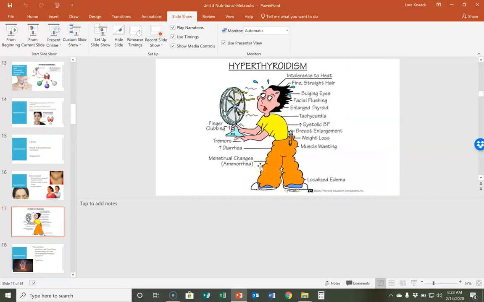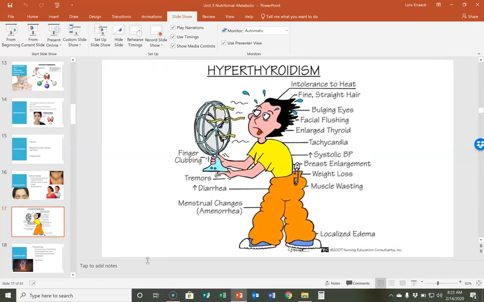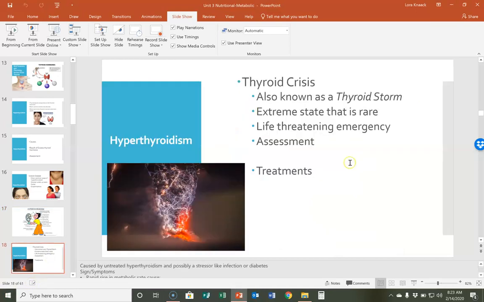Here's a picture that I just wanted to pull up here. If anybody likes to have these for extra studying: the weight loss with the safety pin, diarrhea, tremors, menstrual changes of amenorrhea, bulging eyes, facial flushing because they just feel hot. The metabolism is just cooking them, right? Fine straight hair, tachycardia, high systolic blood pressure, that kind of thing.